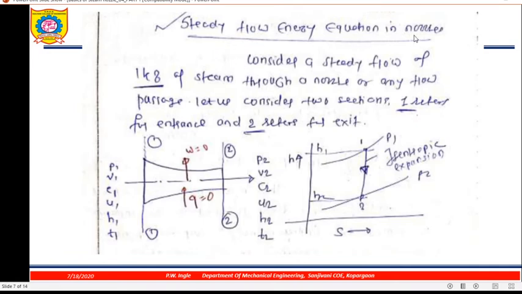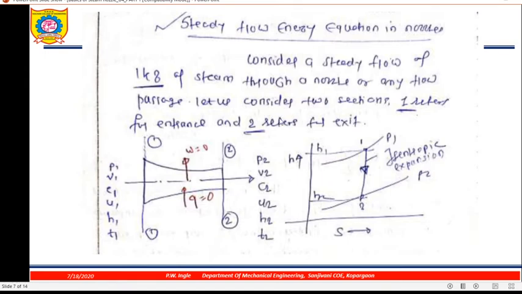Now, the steady flow energy equation in a nozzle. So consider a steady flow. We know that a nozzle is an open system. How do we define an open system? If mass as well as energy cross the boundary of the system, it is known as an open system. So here the mass of steam along with some energy enters, and here the mass of steam along with some energy exits. Okay, that's why mass as well as energy will cross the boundary. This is the boundary of the system.